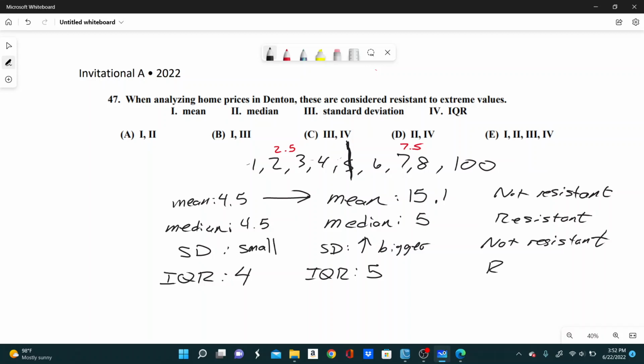And so this looks like the IQR is going to be resistant to extreme values. So it's resistant for the median and for the IQR. And it looks like that is answer choice D.